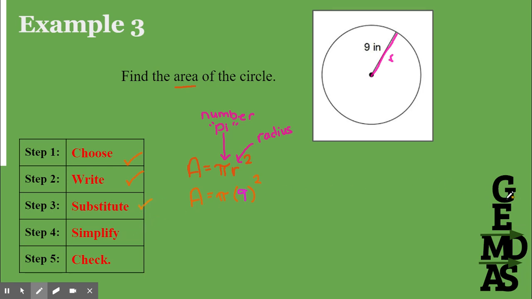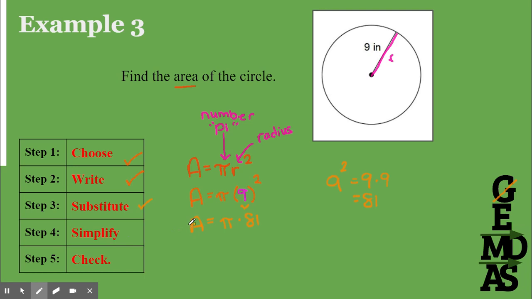Do we have any groups? Nope. Do we have any exponents? Yes, this is an exponent. An exponent means you do the same number times itself this many times. So in this case, 9 squared means 9 times 9. And 9 times 9 is 81. So the area equals pi times 81.